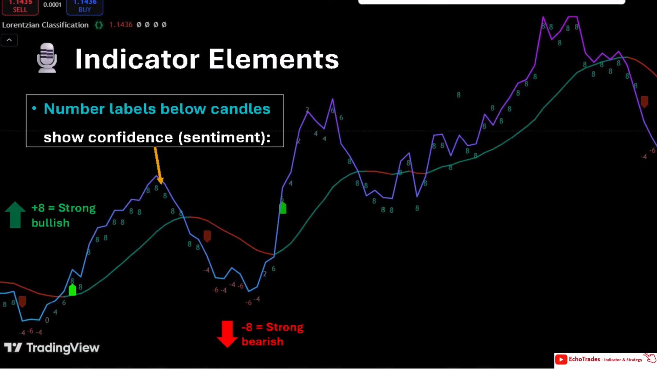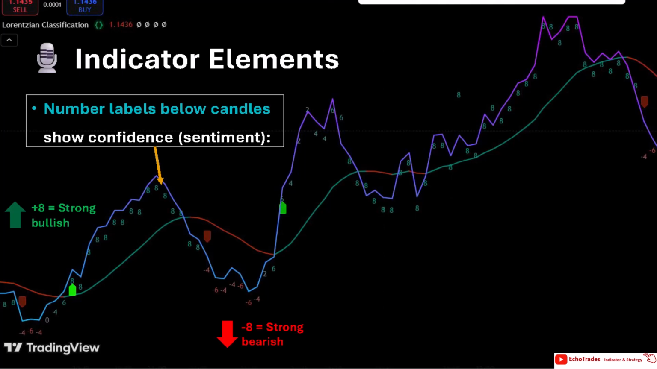Now, once you've got this indicator actually on your chart, what are you looking at? Let's decode the visuals. First, you'll probably notice these numbers right below each candle. They seem to range from -8 to +8. What do those signify? Right. Those numbers are the model's direct output. They represent its confidence, confidence in either bearish or bullish sentiment for that specific candle. So a +8, for instance, signals strong bullish confidence. A -8 indicates strong bearish conviction. Makes sense. Okay, higher number, more confidence.